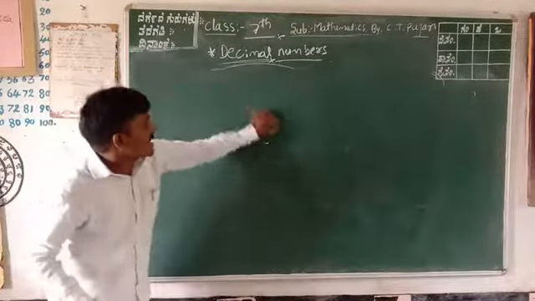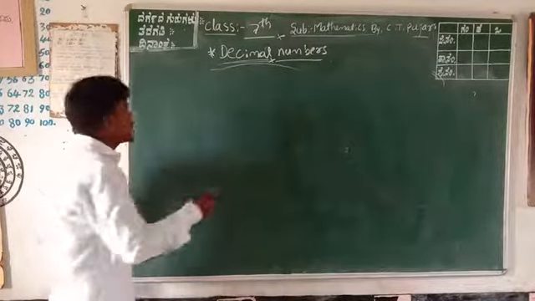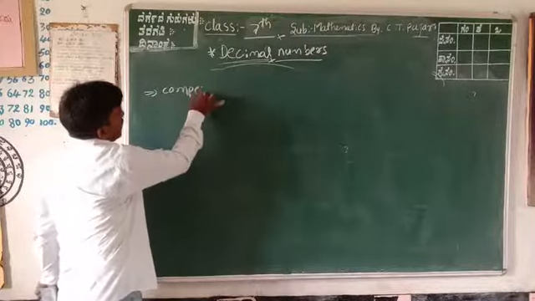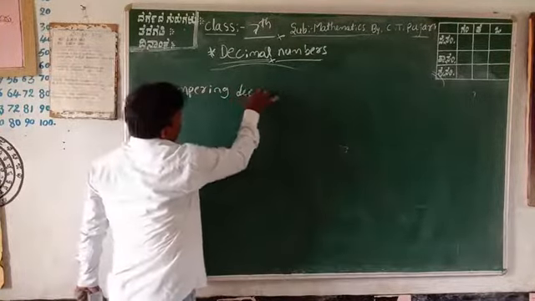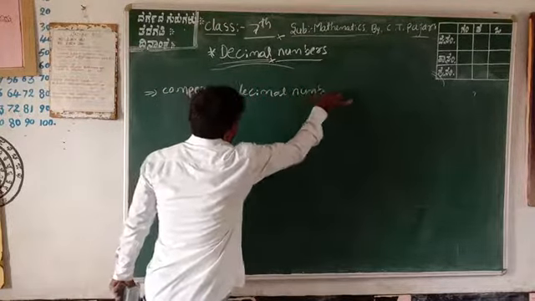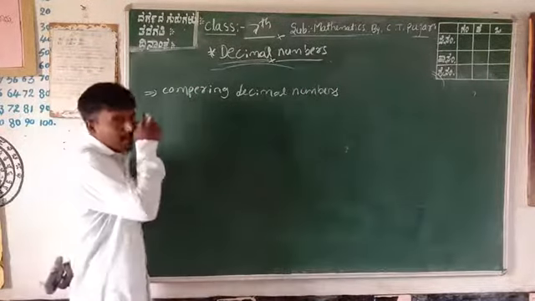Okay. Next concept is comparing decimal numbers. How do we compare decimal numbers? Which decimal number is bigger? Which decimal number is smaller?